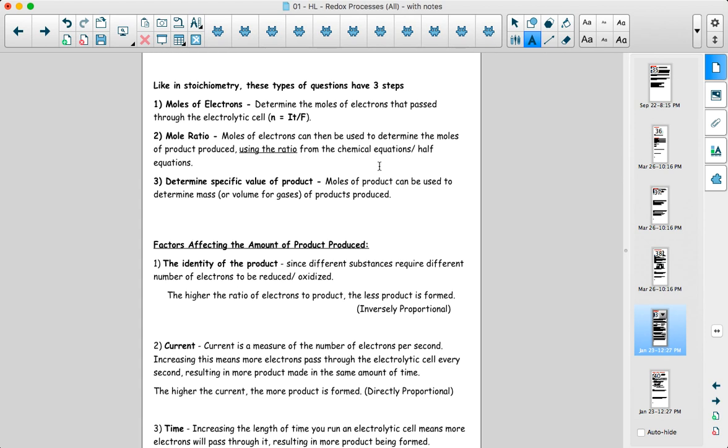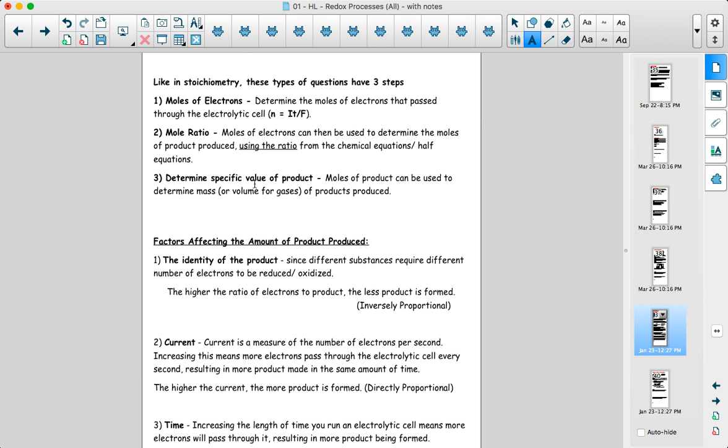So there's basically 3 steps, just like in our standard stoichiometry questions. The first step is to figure out the moles of electrons. You'll do that with current, time in seconds, and Faraday's constant, I times T divided by F. Second step is to apply the mole ratio like we've done many times before. And the third step, if specified, would be to convert the moles of product into something like mass or volume, depending on what the question asks for, and that would be normal stoichiometry steps.